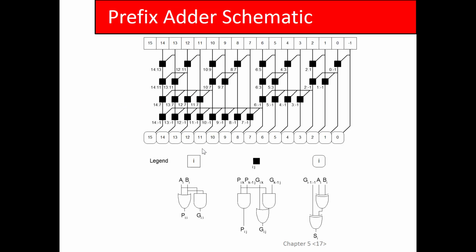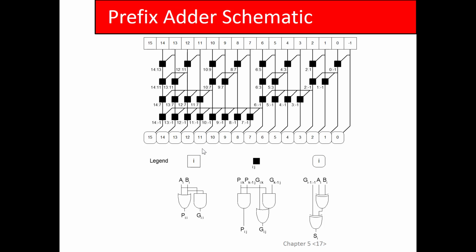The log base 2 of 16 is 4, which makes sense. I got to go through 1, 2, 3, 4 layers of those black boxes. So like I said, each one of these output bits, if you trace it up, it creates a binary tree, right?